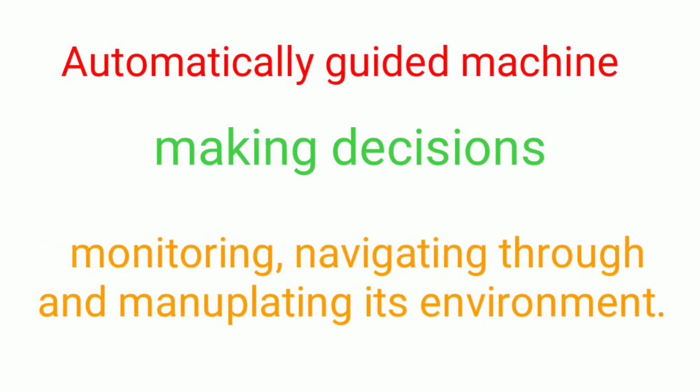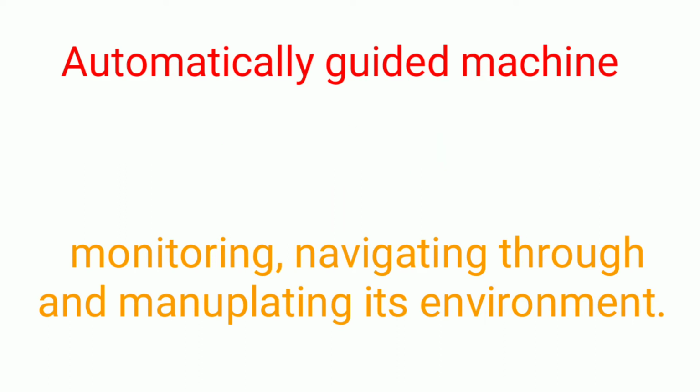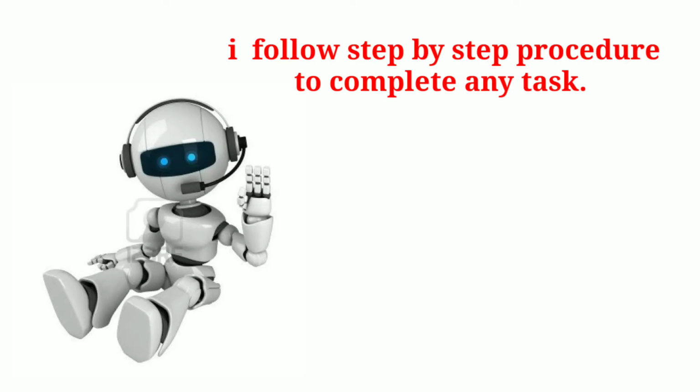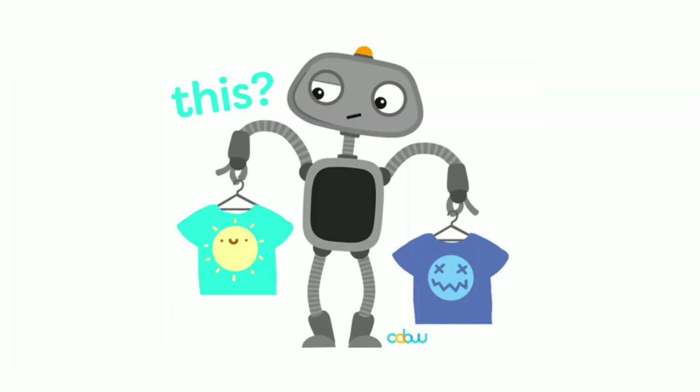Let's break down this definition to understand what we think a robot is. Firstly, a robot is an automatically guided machine. This means that robots do work in a set of steps and automatically go to the next step once one step is done. Secondly, a robot can make decisions required to do tasks. That is, if a task requires a robot to choose between two or more options, then the robot can weigh the options and decide to choose one of them.